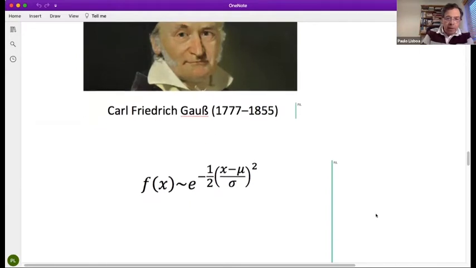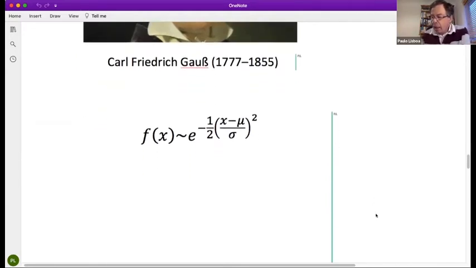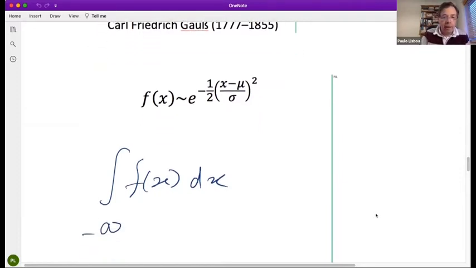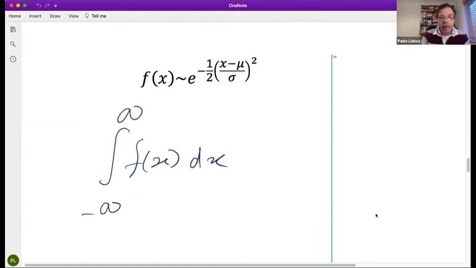But there's a problem, and that's where the integral comes in. The problem is that, as we know, the area under this curve needs to be 1. So the area of f(x), when x goes from minus infinity to plus infinity, has to be 1. And it isn't. So what we're going to do is write f(x) as equal to that same expression divided by some number A, called the normalization constant.